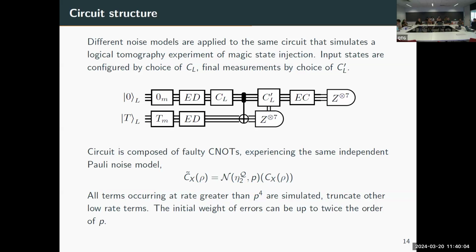Yeah, and I missed the key fact that you're doing this logical tomography. So basically, this magic state injection is supposed to implement a T-gate.